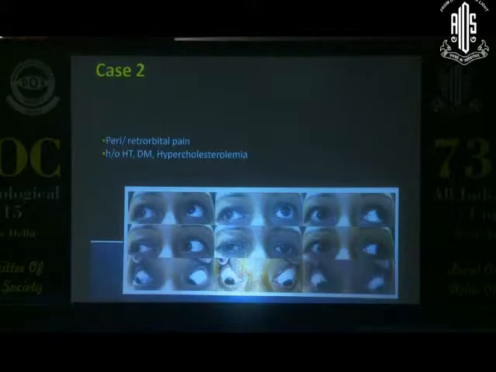This is also a case of third nerve palsy. As you can see, this is a third nerve palsy of the right eye. But one can also see that this patient has history of hypertension, diabetes and hypercholesteremia. So in such a case, you may get away without doing imaging. You just follow the patient closely until the patient improves. If patient does not show any sign of improvement for another 6 to 8 weeks, then one must do imaging.